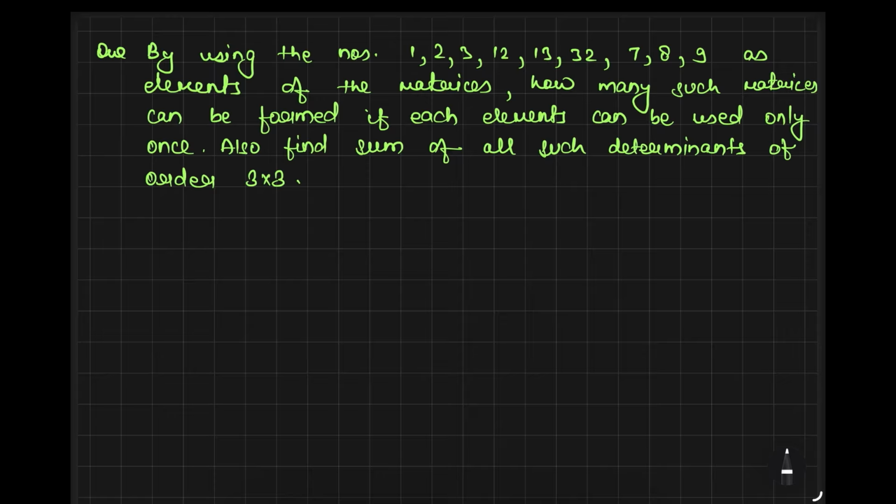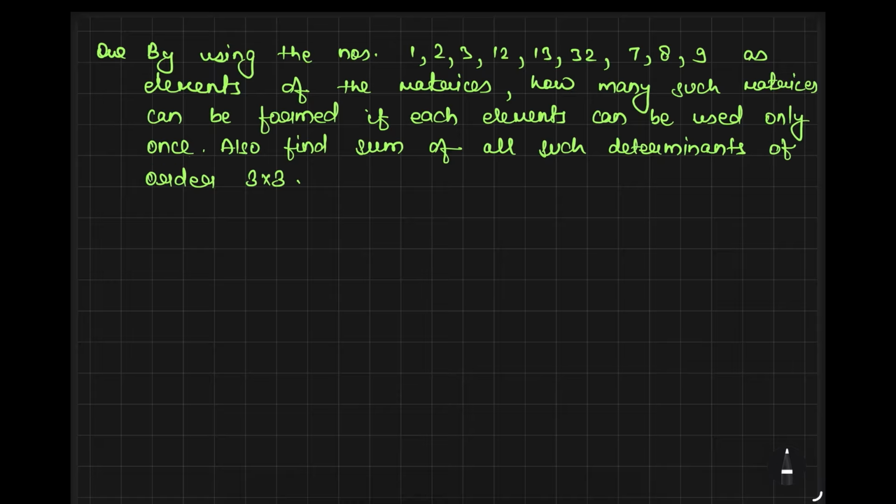So, we got a wholesome new problem which says: by using the numbers 1, 2, 3, 12, 13, 32, 7, 8, 9 as the elements of matrices, how many such matrices can be formed if each element can be used only once? So, first we will break down this question till this part.